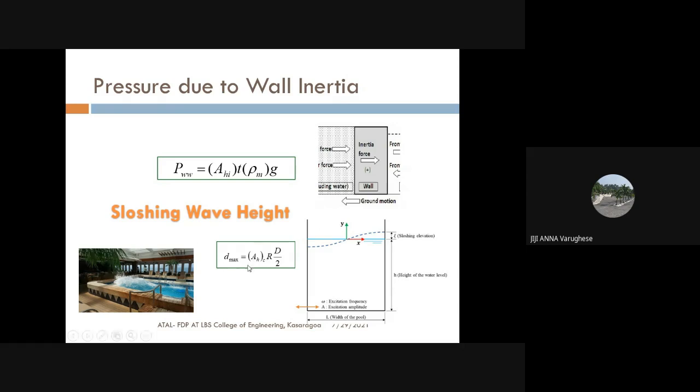And d_max will be equal to Ah(c) into R into D by 2 in the case of a circular tank. But if it is a rectangular tank, in place of D, we have to substitute the value of L here. So in that way, you can find out what is the maximum sloshing height of the liquid which we expect during the design earthquake. And the freeboard provided should be more than this sloshing wave height.